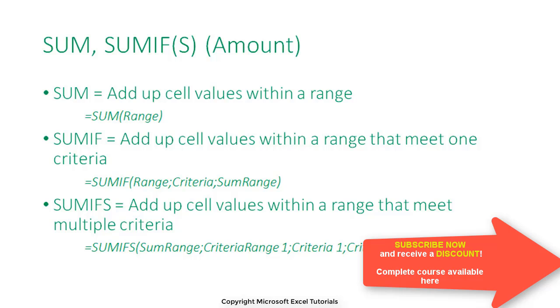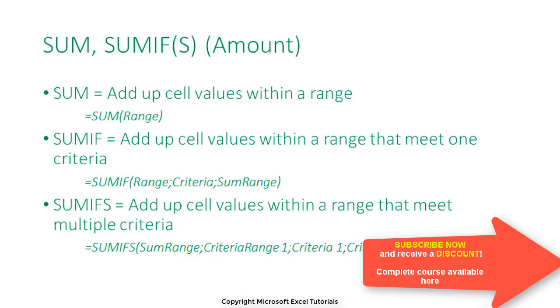Similar to the COUNT and COUNTIF formulas within Excel, which are used for quantities, you can also use SUM and SUMIF when you want to add up amounts within a certain range. The SUM formula is used when you want to add up cell values within a certain range. When you want to add a condition to that range, you can use the SUMIF formula. When you want to have multiple conditions, you can use SUMIFS.